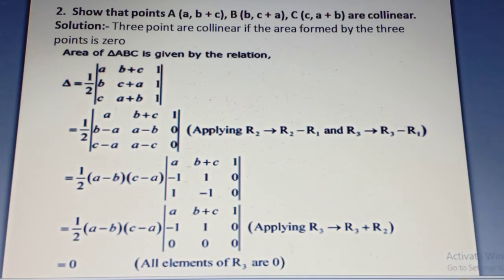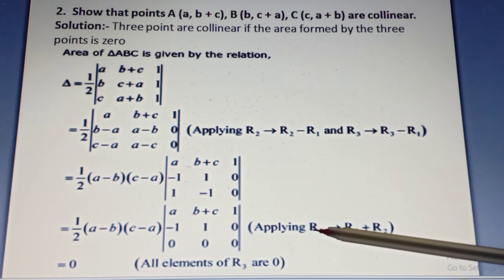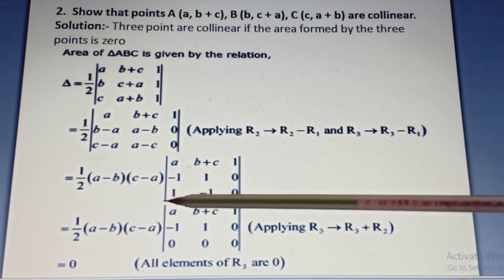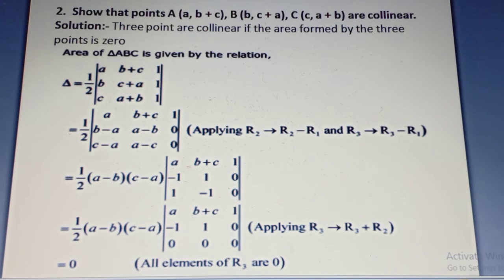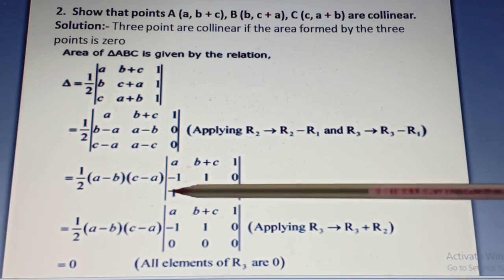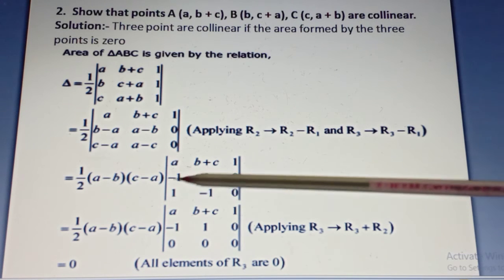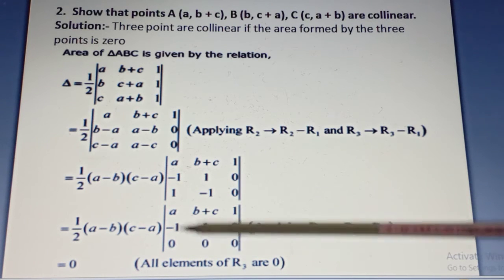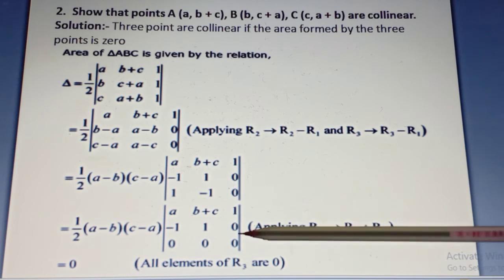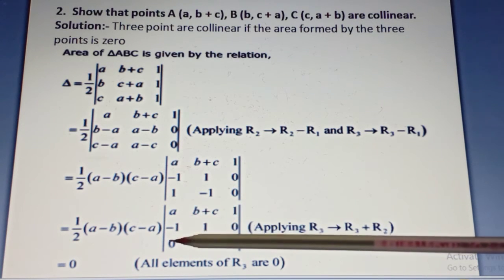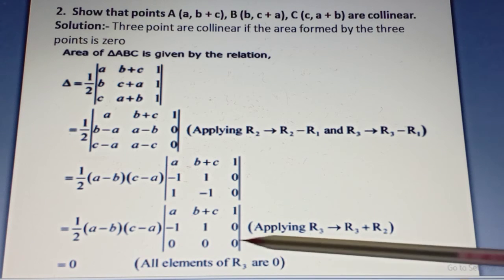Now students, applying another operation, R3 is going to change by R3 plus R2. When you do this, these elements will be 0, these elements will be 0, and these elements will be 0. So we see that all the elements in R3 are 0.